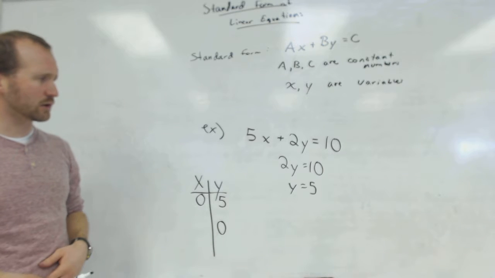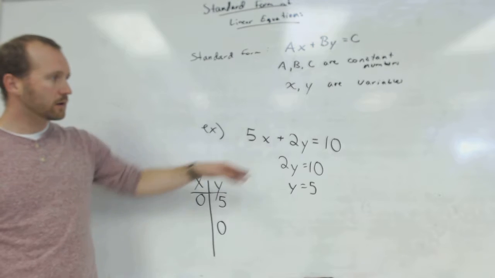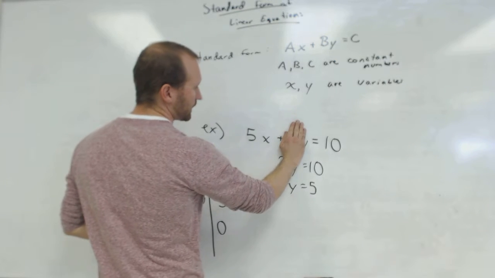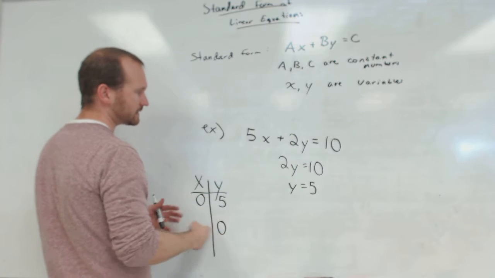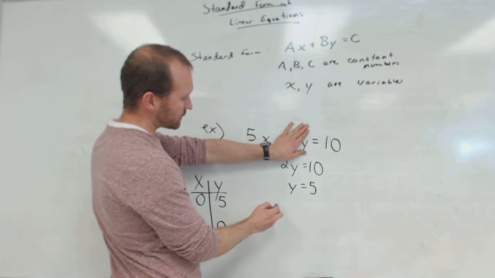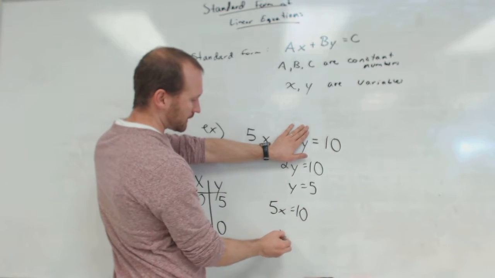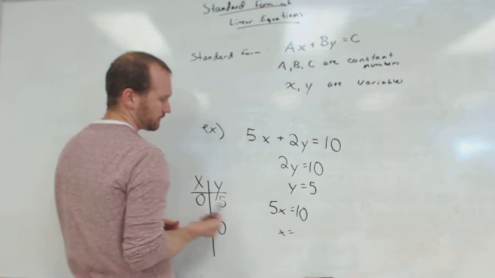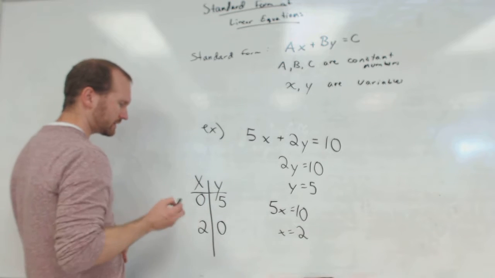And if y is 0, we go back to our original equation, we can just cover up the 2y. Because 2 times 0 is 0. So when y is 0, then the equation is just 5x equals 10, or x equals, what would x equal here? 2. So when y is 0, x is 2.